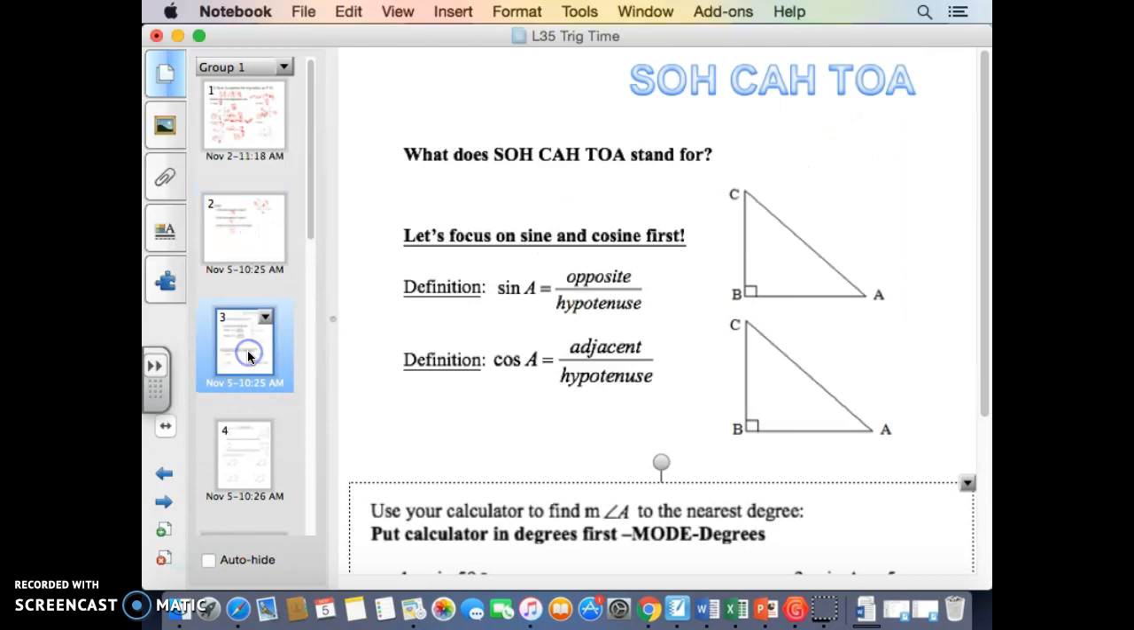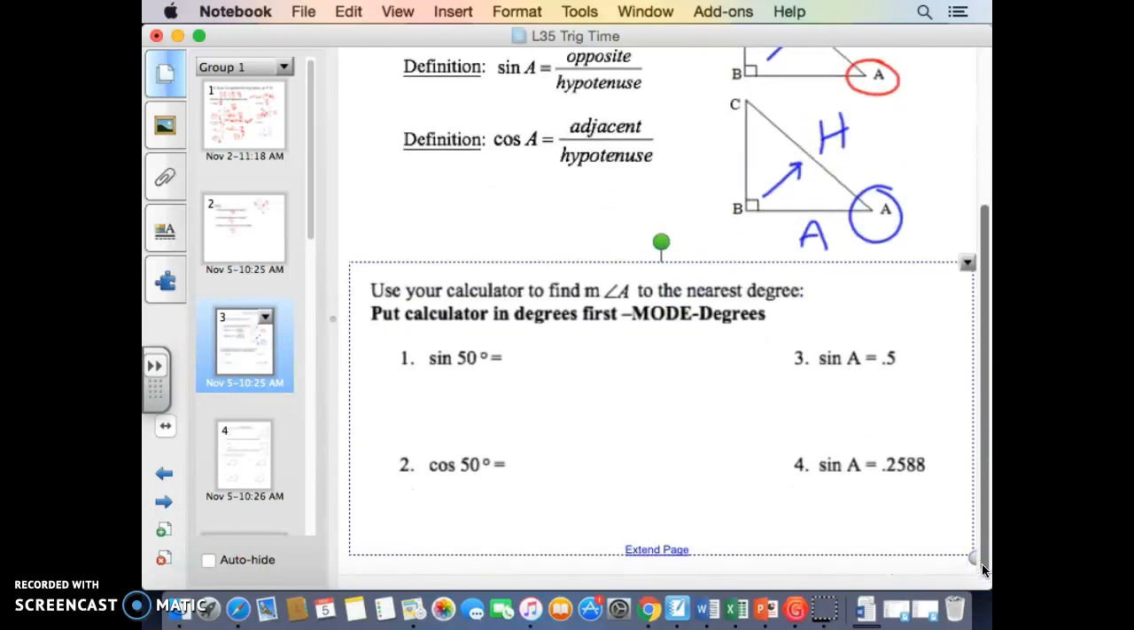Quick review. All right, so let's look at SOHCAHTOA. And let's focus on sine and cosine first. So once again, when we're looking at the sine of A, we're looking at opposite over hypotenuse. So if we're here at A, this is opposite, this is hypotenuse. If we're looking at the cosine of A, the cosine is going to be the adjacent side over the hypotenuse. And please remember the hypotenuse is always the side across from the right angle. Okay, so you can see how the different ratios are going to be set up.